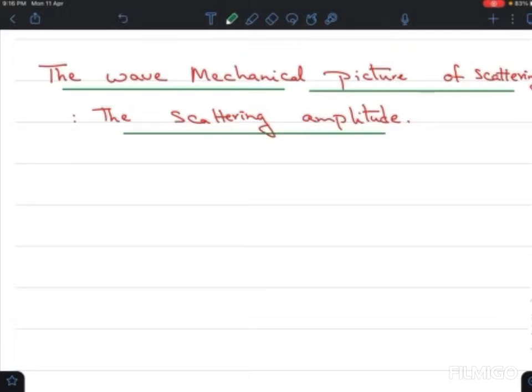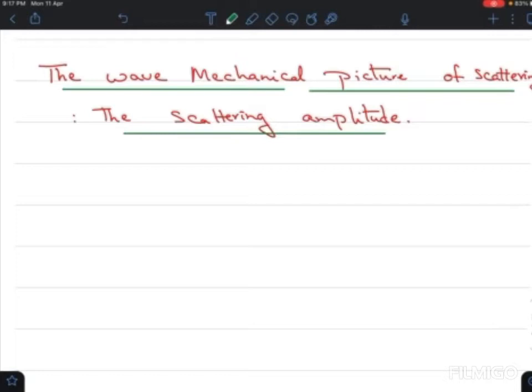Here the particles that are involved in the scattering process are quantum mechanical in nature. Then we have to describe them by a wave function. This wave function will be a stationary one. As we had previously told, there is a steady incident beam of particles which is maintained at all times. Thus, we consider that the wave function will be a stationary one.